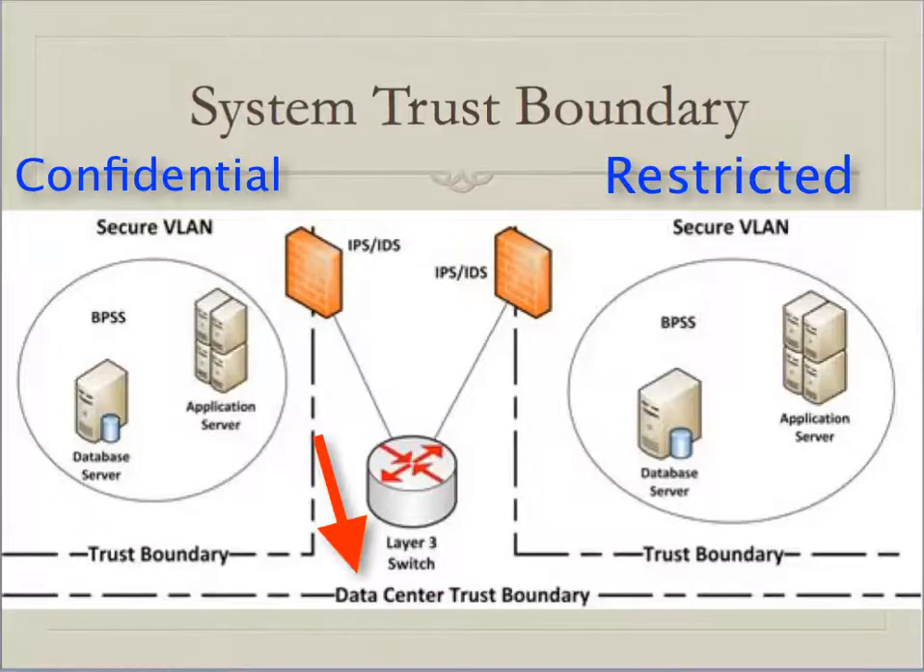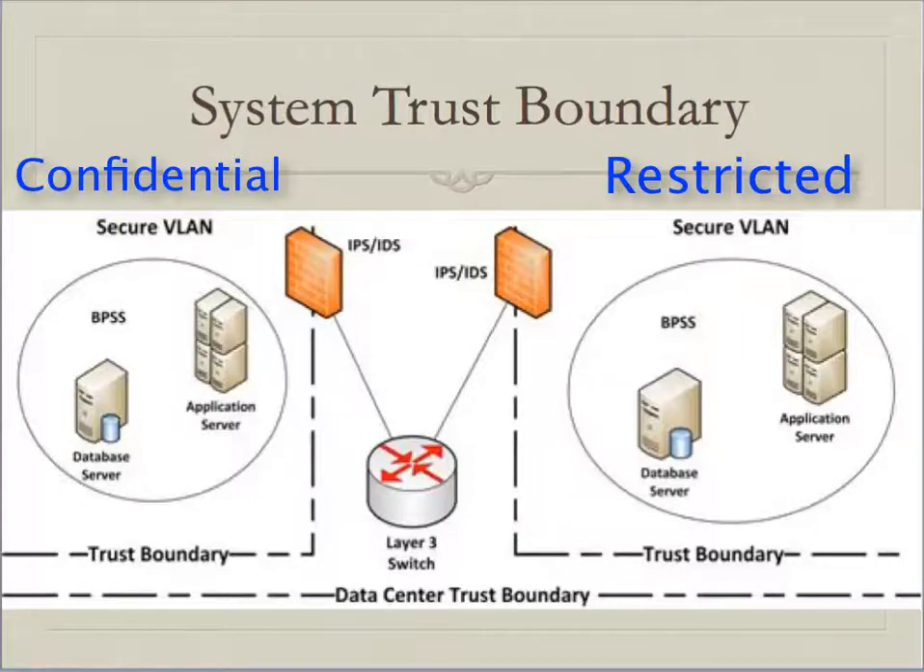Also, you see a data center trust boundary. That data center trust boundary represents everything that's on the outside of the data center trying to access information inside the data center. For the most part, unless it's other systems, other networks within the organization, or vendor partner networks, everything on the other side of that data center trust boundary has a lower level of trust than what's in the data center.